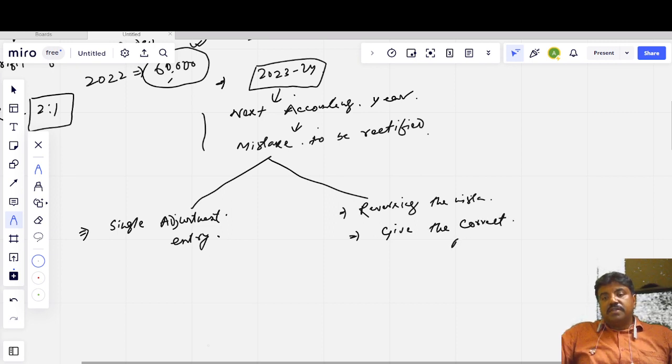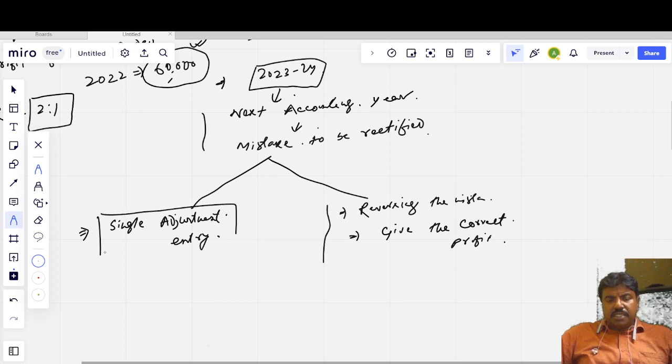This way also this mistake can be rectified. But this portion does not come so regularly. Actually, this portion is important for your examination. You have to rectify the mistake by passing a single adjustment entry. Though this is also very simple, for the mistake you made, first you reverse the mistake and then you follow the correct way. The correct effect you have to give.